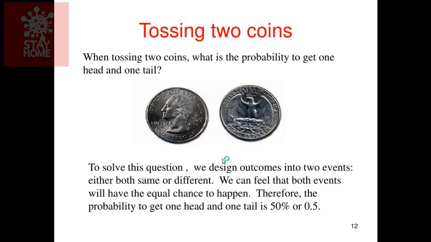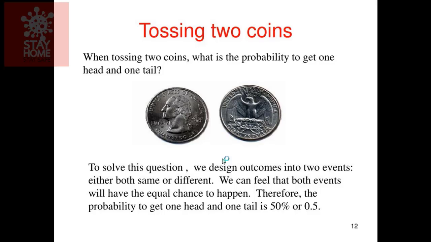Now, tossing two coins. If you toss two coins, you can see in the diagram, this is the possibility. One coin can be a head and the other coin can be a tail. Another possibility is that both are heads, and another possibility is that both are tails.